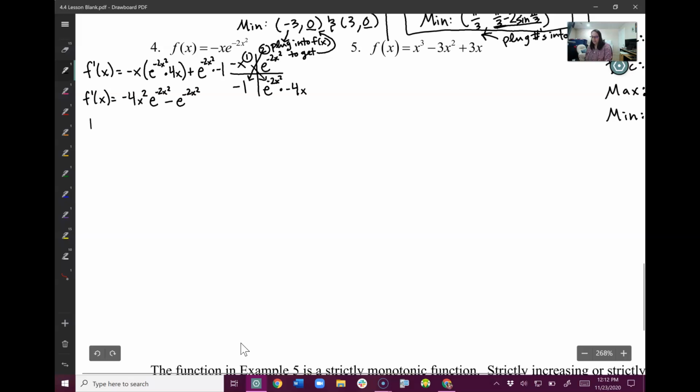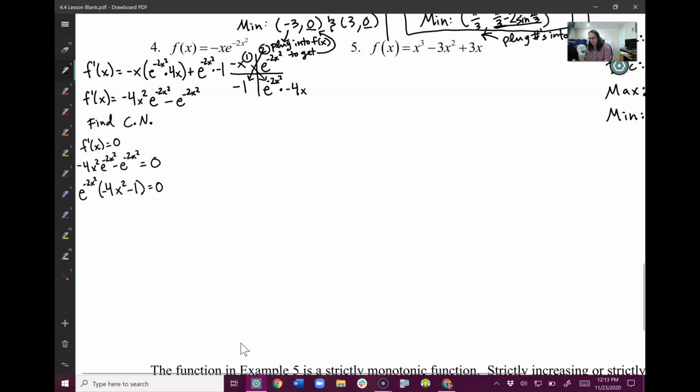So I am at the step where I need to find my critical numbers. So I'm going to start with setting it equal to 0. And when I'm setting it equal to 0, I notice that these have a GCF of e to the negative 2x squared. So I'm going to take that out. And I should be left with that.